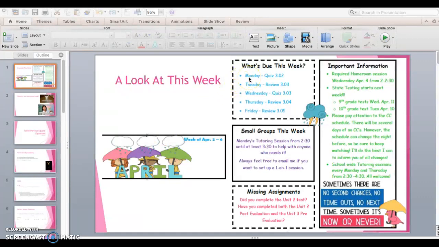So this is a quick look at this week, a breakdown of what we're doing every day this week and what is due. So we do have quiz 3.02 due today.